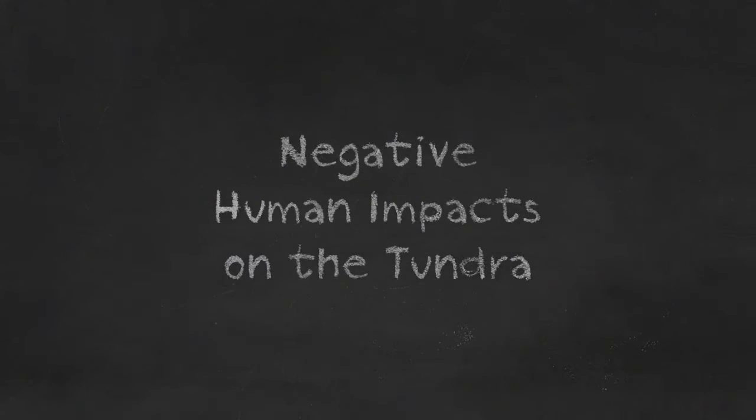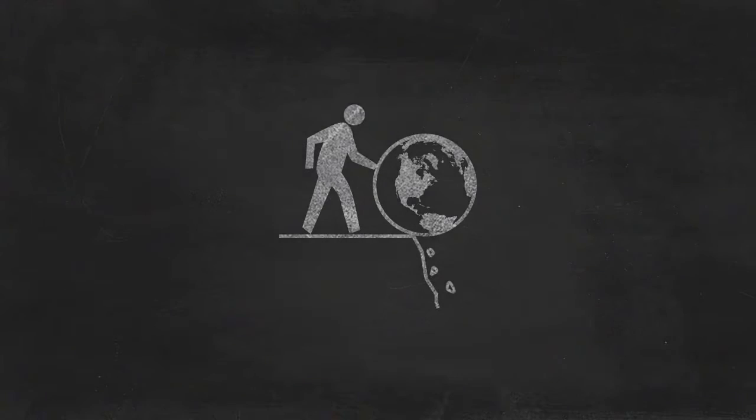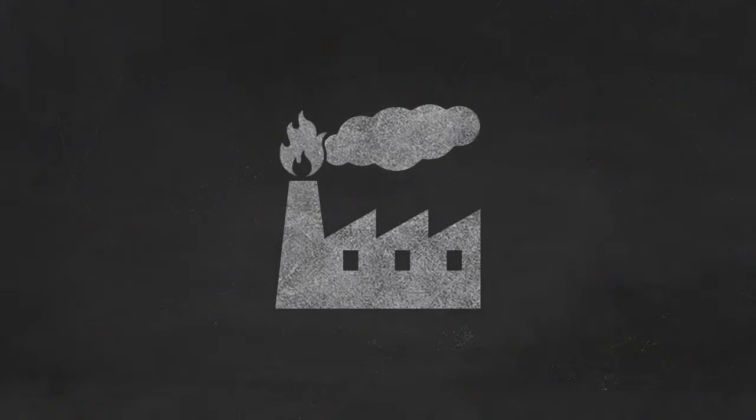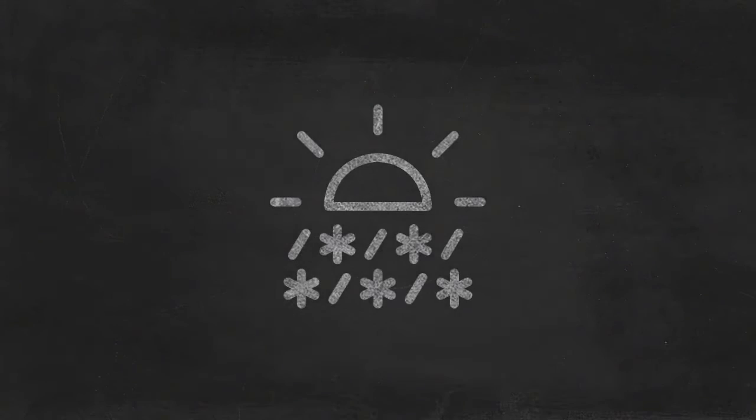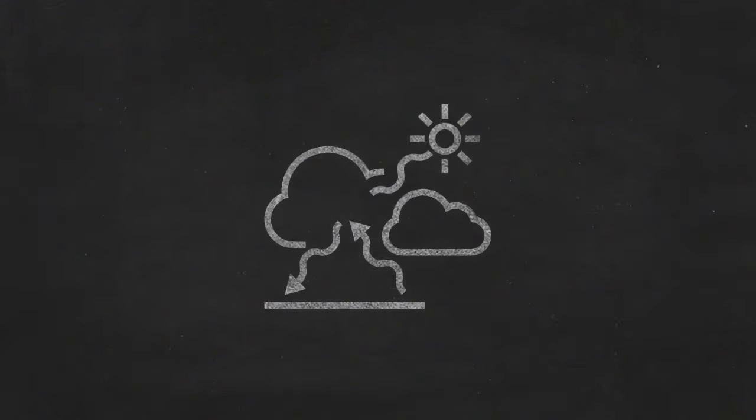Negative human impacts on the tundra. As fossil fuels burn elsewhere on the planet, the atmosphere warms in all locations. This causes the melting of permafrost, resulting in the collapse of the tundra biome. As permafrost melts, it allows frozen plant material to decay, releasing more carbon dioxide and accelerating global warming.